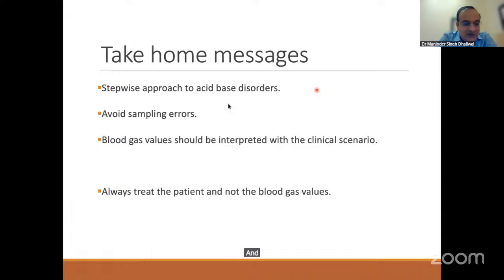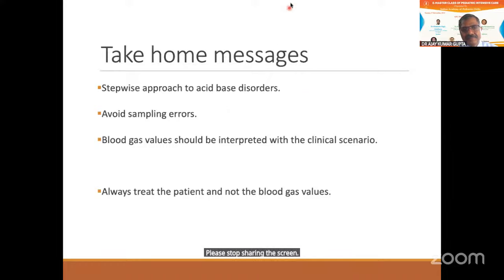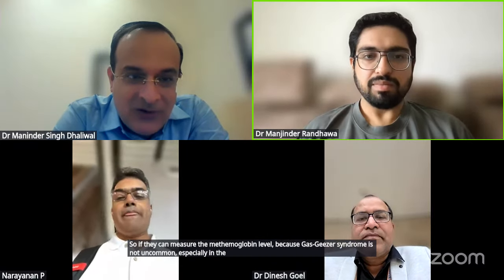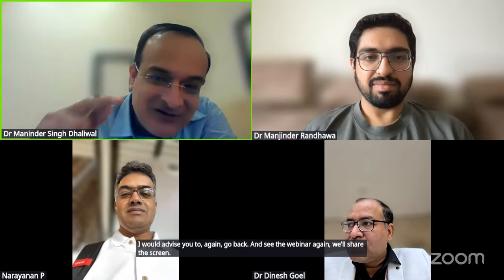And Manjinder, please stop sharing the screen. Regarding the co-oximetry, carboxy and methemoglobinemia, that usually people get confused in North India. So it's important that your ABG machines have co-oximetry in them, so they can measure the methemoglobin level, because gas geyser syndrome is not uncommon, especially in the winter season. That is one important point. Rest all you have covered beautifully. I don't think anybody will have any doubt, and if you do, I would advise you to go back and see the webinar again. We'll share it. Going back again and again, you will understand better.